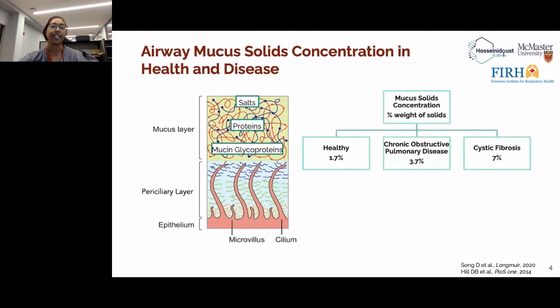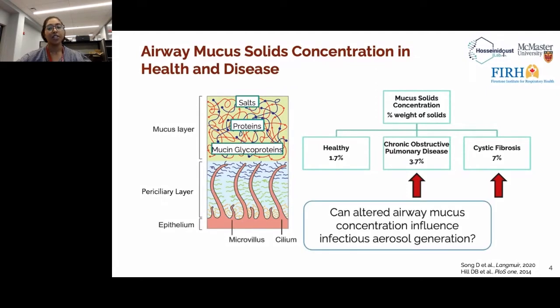Expelled mucus collected from healthy individuals, as well as those with airway disorders, were analyzed for solids concentration. Importantly, solids concentration was shown to increase with disease severity. For example, increasing from 1.7% solids to 3.7% solids in chronic obstructive pulmonary disease and 7% solids in cystic fibrosis. Given these conditions, we wondered whether altered mucus concentrations can influence infectious aerosol production.